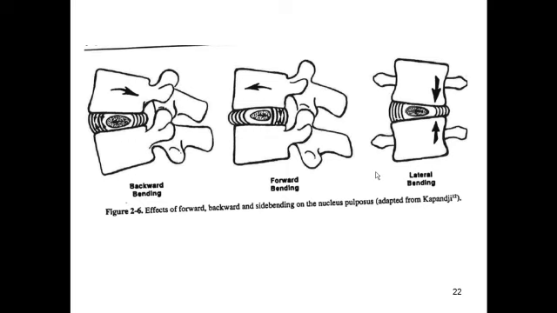We know that there is a shifting of the nucleus within the disc with motion. So if we look at the middle one, if we flex forward, that's going to compress the anterior portion of the disc, which will tend to scoot the nucleus backwards.